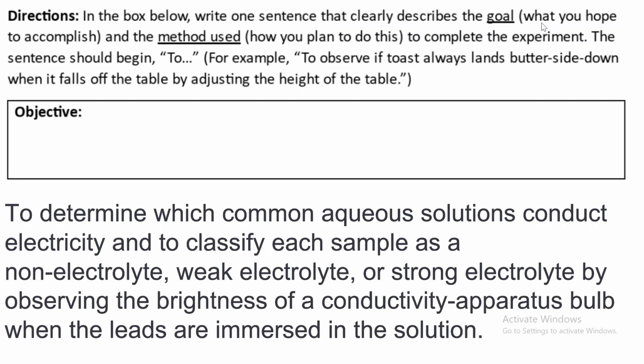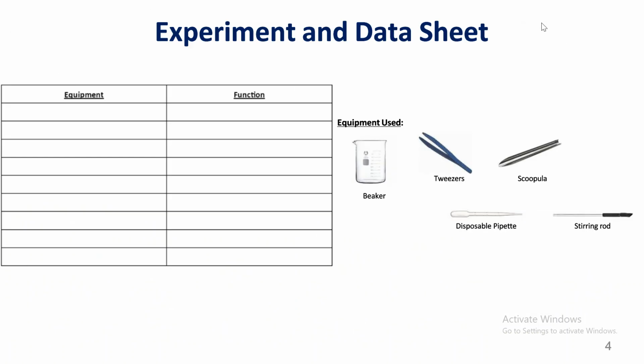Again, the objective is to determine which common aqueous solutions conduct electricity and to classify each sample as a non-electrolyte, weak electrolyte, or strong electrolyte by observing the brightness of a conductivity apparatus bulb when the leads are immersed in the solution. So pause the video, make sure to write that objective, and we are going to go to the next section. As always, we are going to list the equipment and their function that we will be using for this experiment.